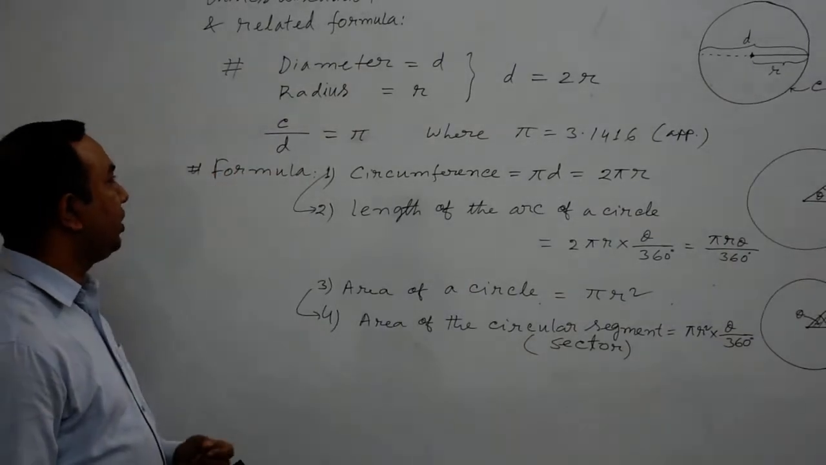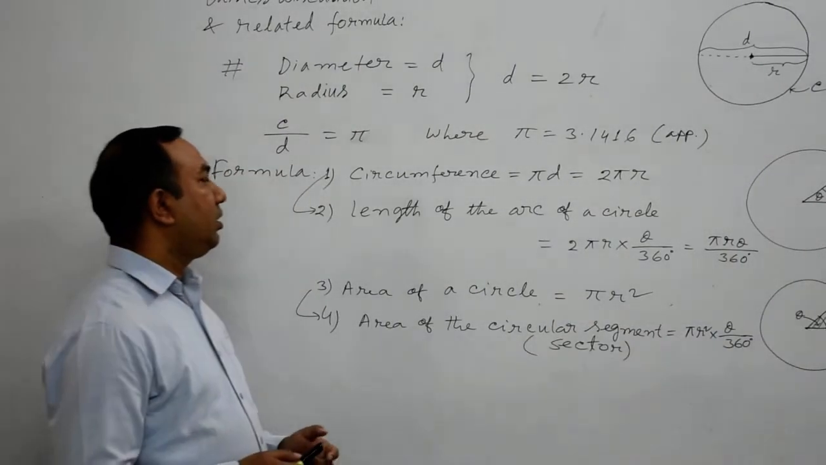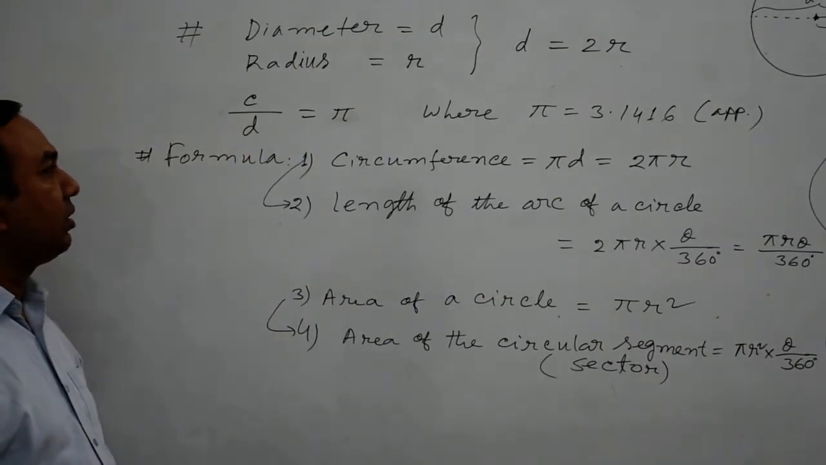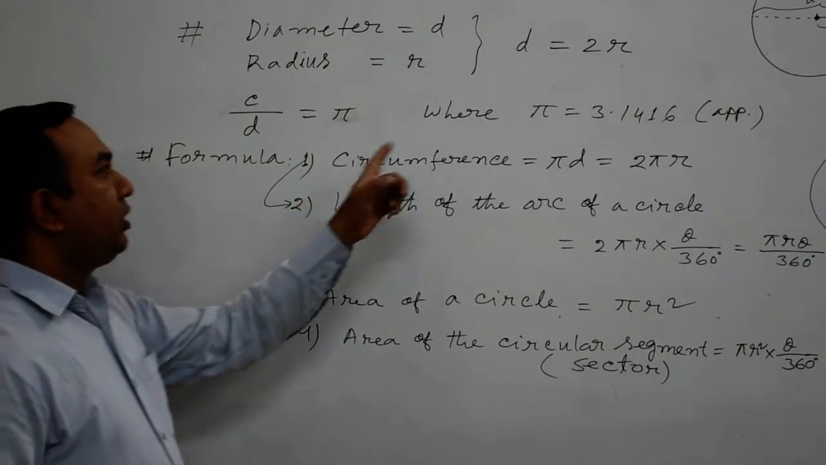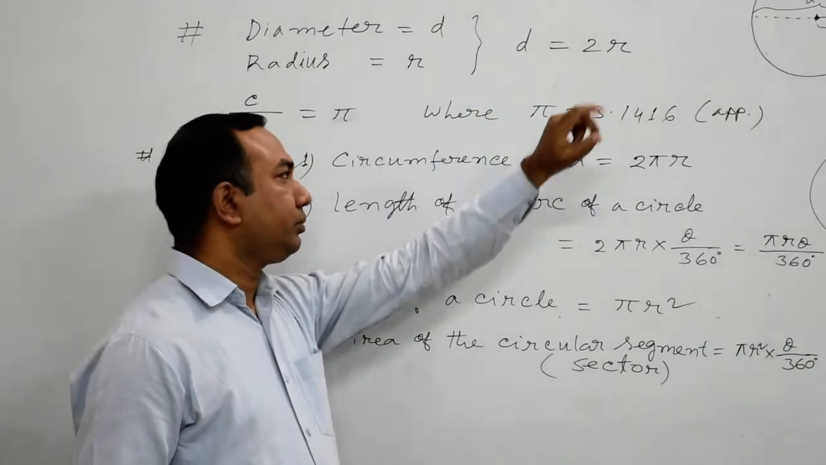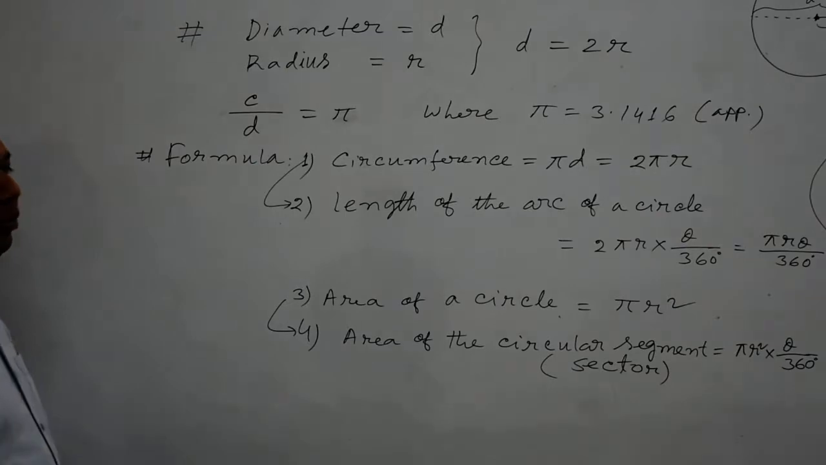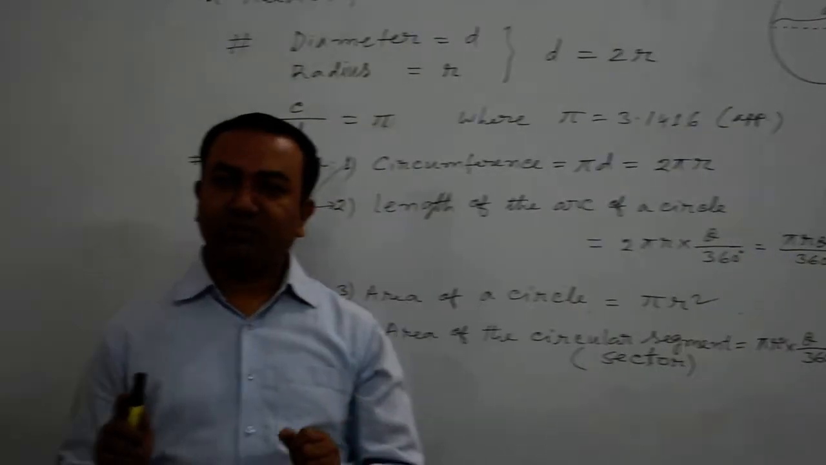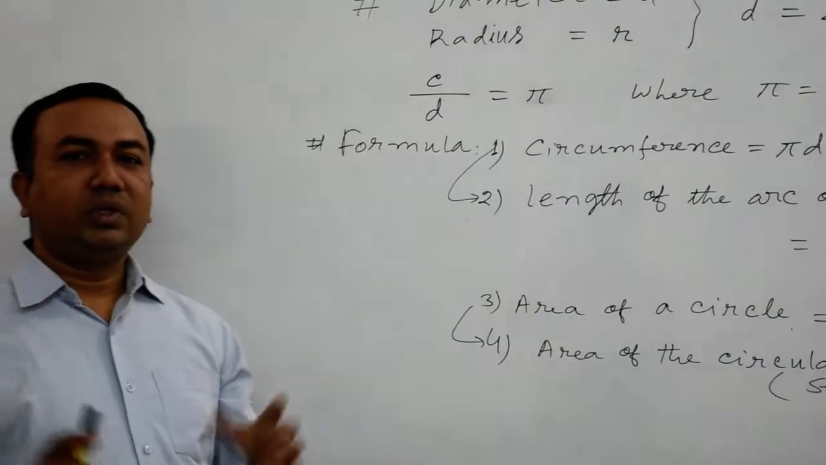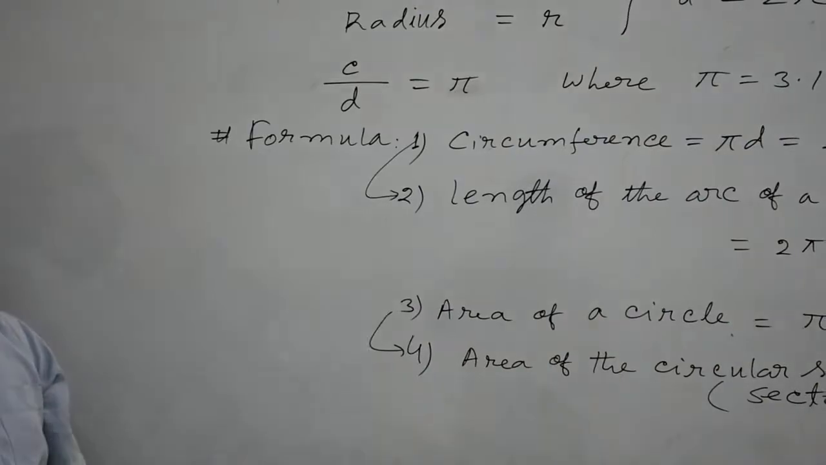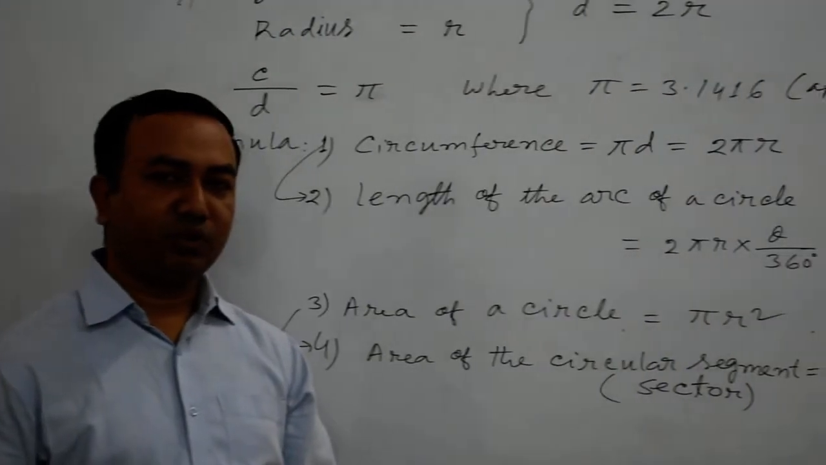Diameter is indicated by D, radius by R, and in some cases circumference by C. Diameter is twice the radius, that's why D equals 2R. And you know, the ratio of the circumference and diameter of any circle is constant, that is C by D equals pi, where pi is approximately 3.1416.